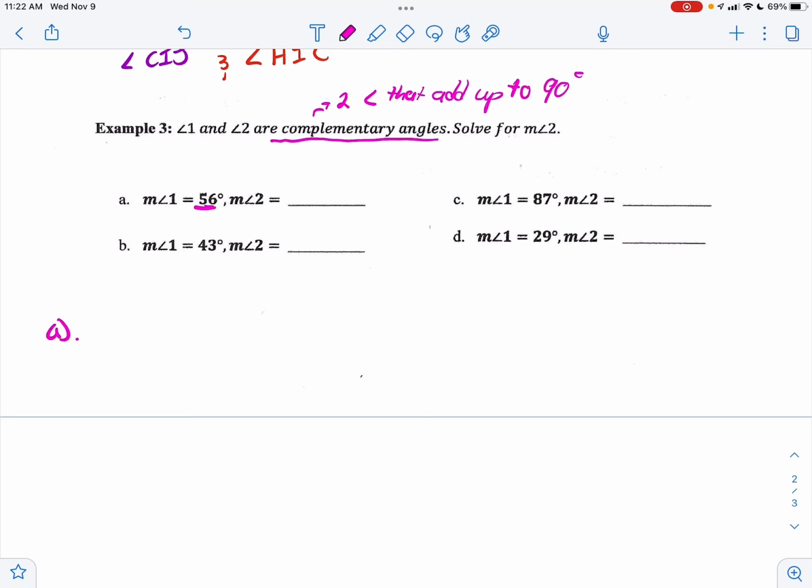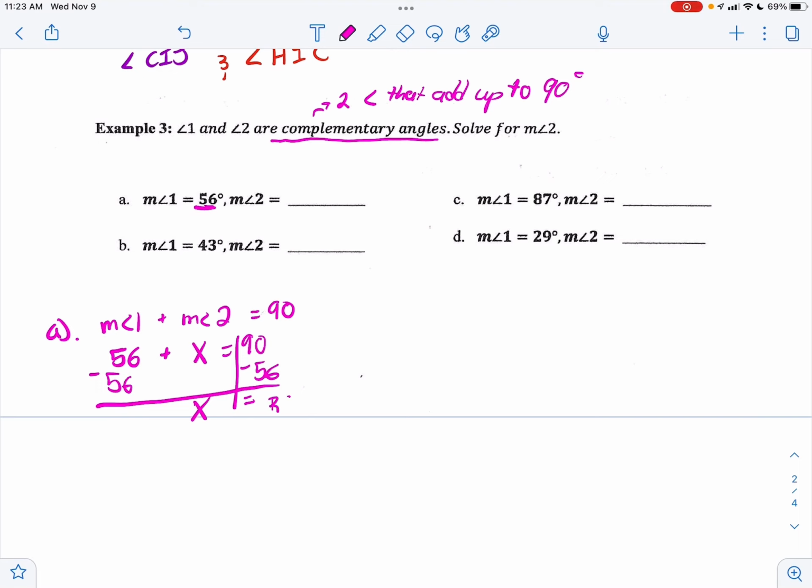So if I'm going to solve that, I'm going to write something like this. Measurement angle 1 plus measurement angle 2 equals 90. I know measurement angle 1, so 56 plus, I don't know what measurement angle 2 is, so I'll give it a variable. X equals 90. And we know how to solve this. Subtract 56 on both sides. X is equal to, and I want you to use your calculators and solve and see what you get. You should have gotten X is 34. So that means measurement angle 2 is 34 degrees.